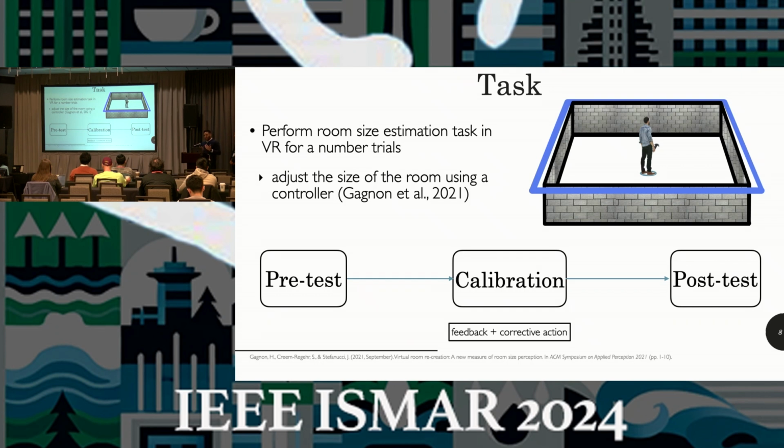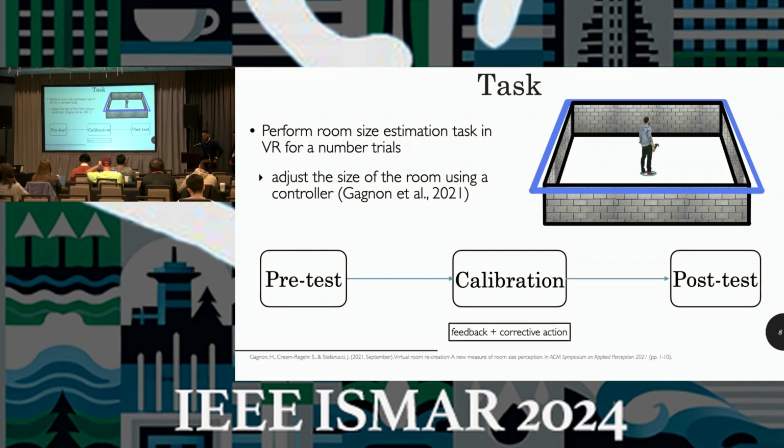And we employed a pre-test, calibration, post-test approach, wherein in the calibration phase, users were provided feedback of how large the room actually was, giving them the perceptual accuracy of how accurate they were, and were made to take corrective actions in order to improve their accuracy, so we could then test the effects of calibration from pre to post-test.